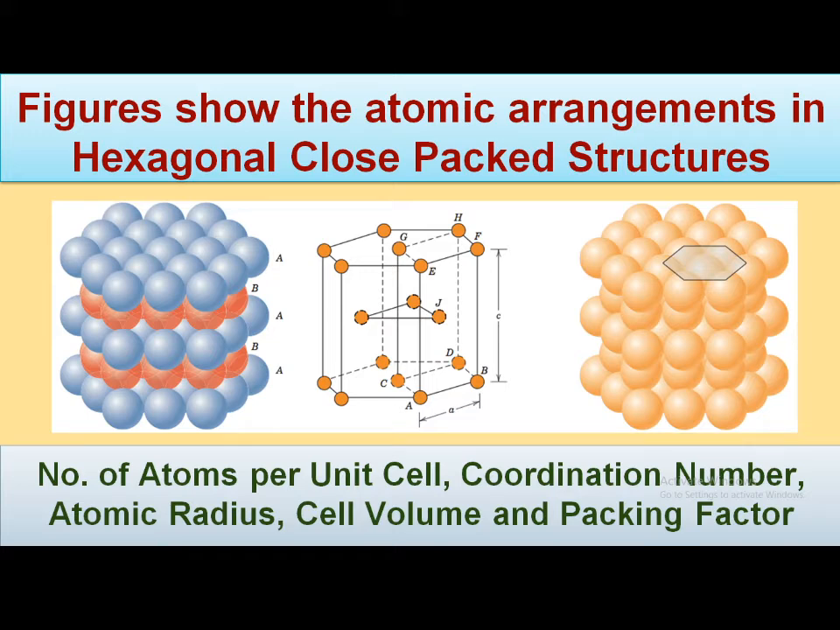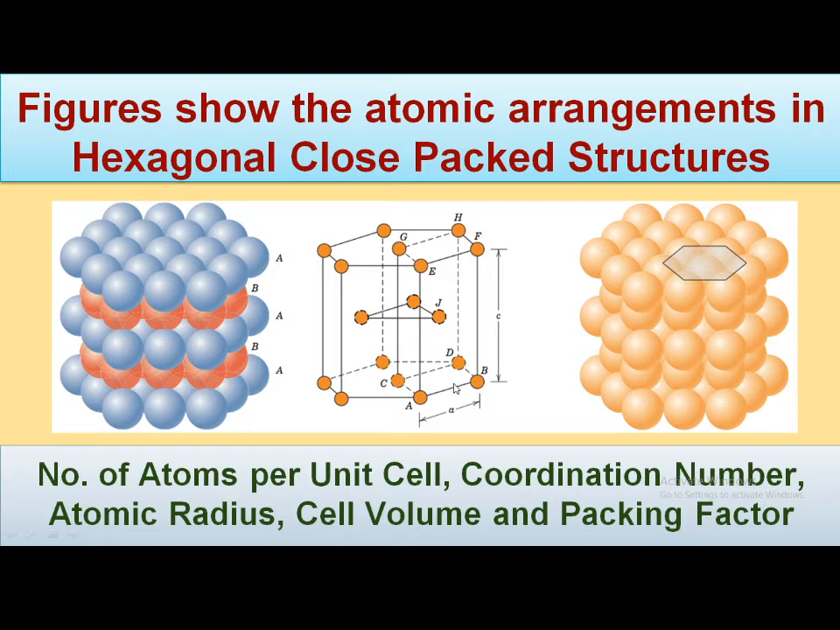It has three different layers. The top layer has 7 atoms, the bottom layer is also having 7 atoms, and the mid layer has only 3 atoms. Out of these 7 atoms in the top layer, 6 corner atoms are there, and 1 face center atom is there. In a similar way, the bottom layer also has 6 corner atoms and 1 face center atom. These 3 atoms inside the unit cell are in between the top and bottom layers.